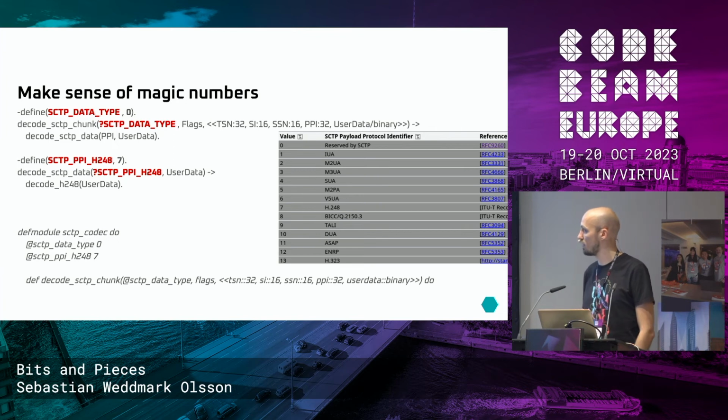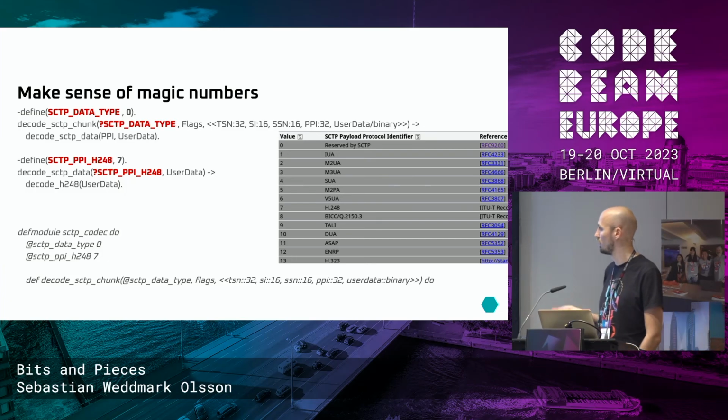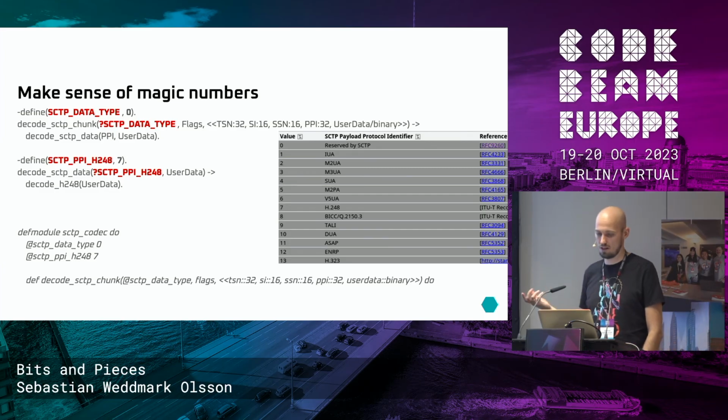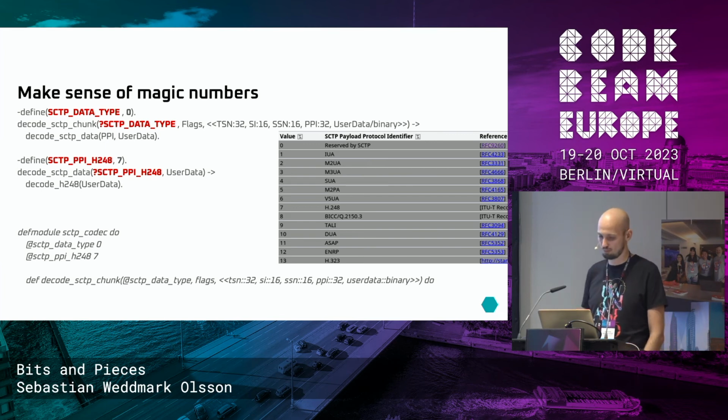Macros are great for making sense of magic numbers, giving meaning to arbitrary numbers. A 7 in this context, if I were to come back and look at code with just a 7, I wouldn't understand why it's a 7 and not a 6 or a 5. But given the names, we can all understand this format better, I think.